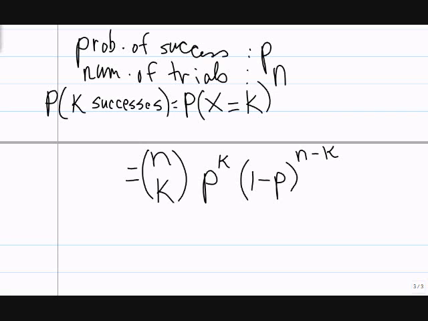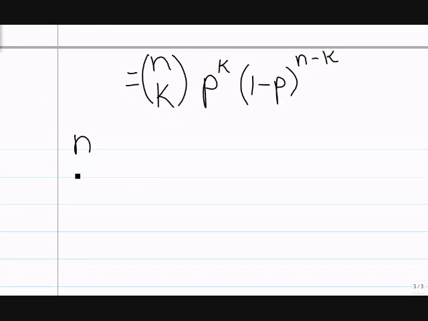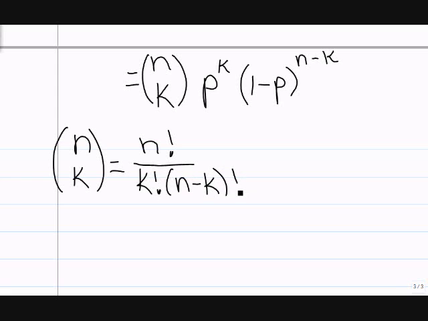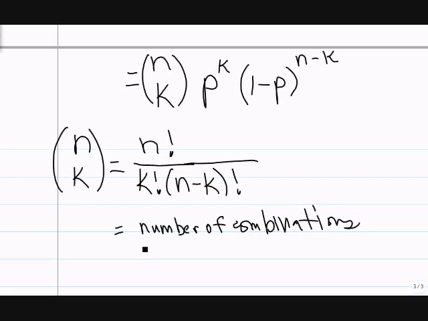Yes, ma'am? Oh, so this is a way of writing a number. Let me define this number. It's not a fraction. N choose k, no fraction sign, just parentheses, is n factorial divided by k factorial times n minus k factorial. That's the formula you learned in Algebra 4. This is the number of combinations of size k from a set of size n.